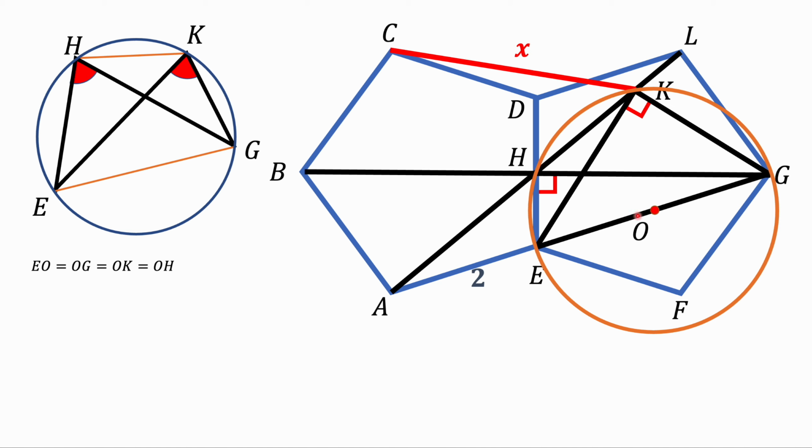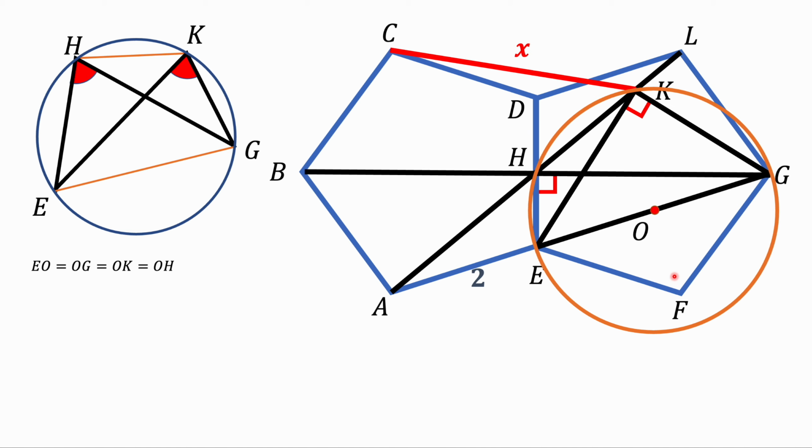Notice that EO is a half of EG. EG is a diagonal of the regular pentagon. And we can find the length of this diagonal by applying the law of cosines to the triangle EFG. To do that, we need to know EF and FG, which we know, they're equal to 2, and we also need to know the angle F, the angle between them. So first of all, let's find that angle.